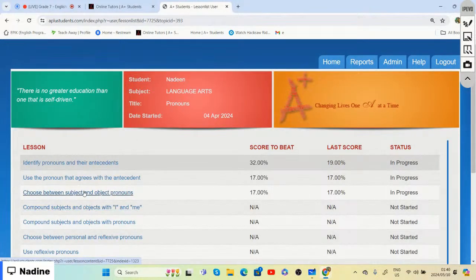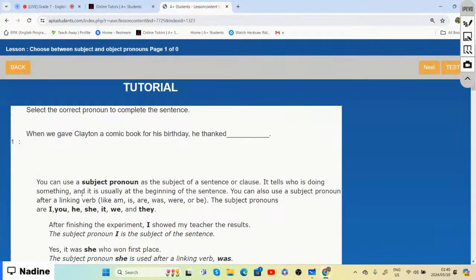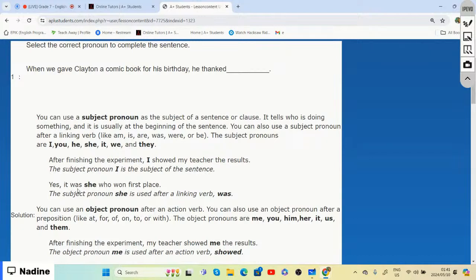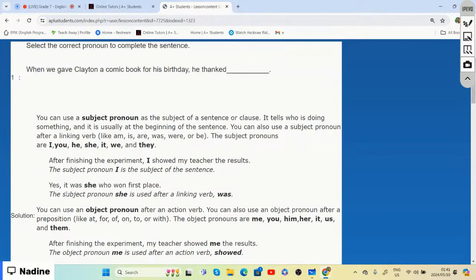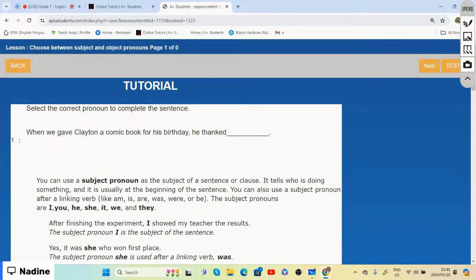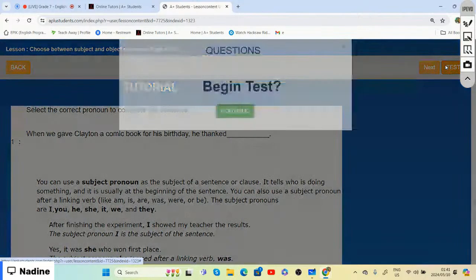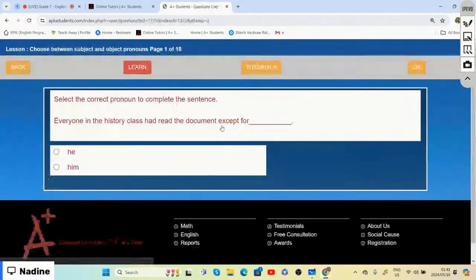Okay, so now we're going to choose between subject and object pronouns. Remember, we said a subject pronoun is used as the subject of a sentence or a clause, and it's usually at the beginning of the sentence, and it tells us who is doing something. And then we have an object pronoun, which comes after an action verb or after a preposition. So we are now going to the test where we choose between a subject pronoun and an object pronoun.